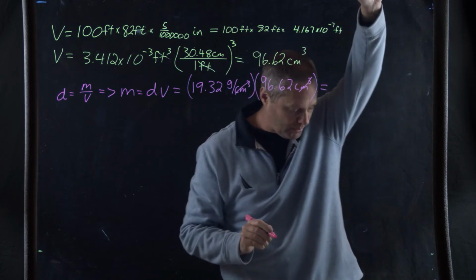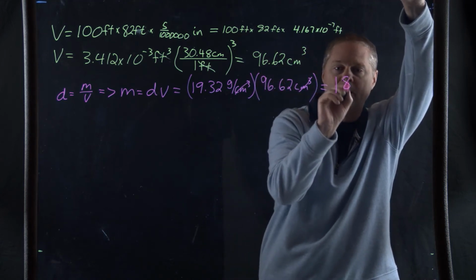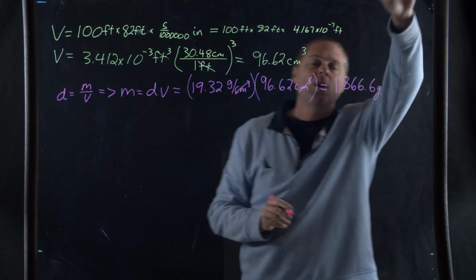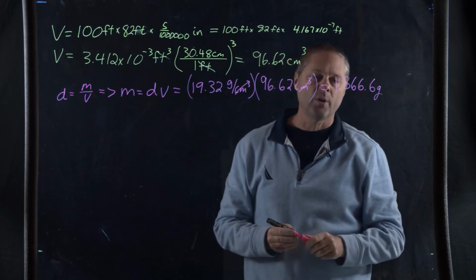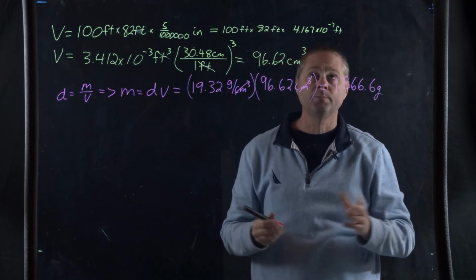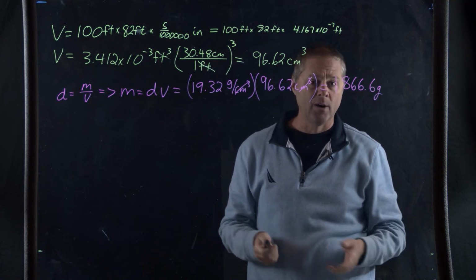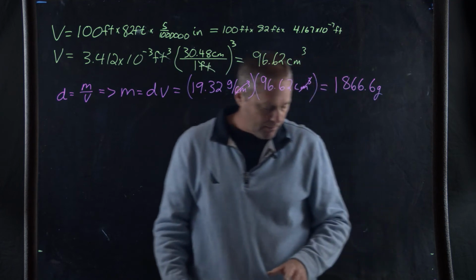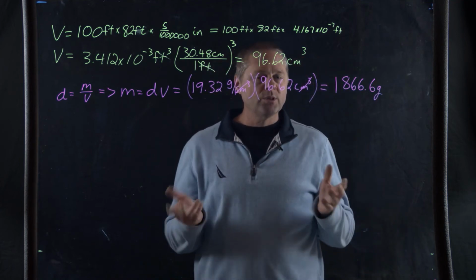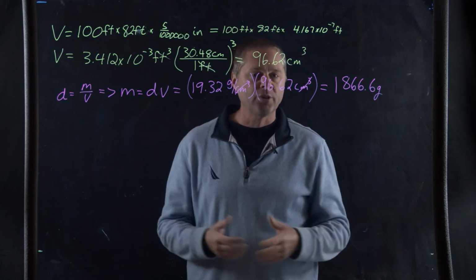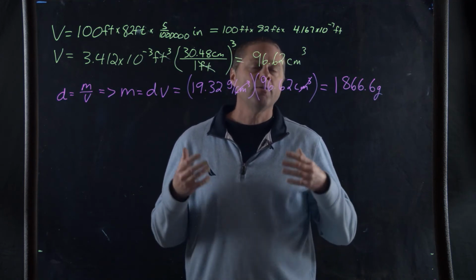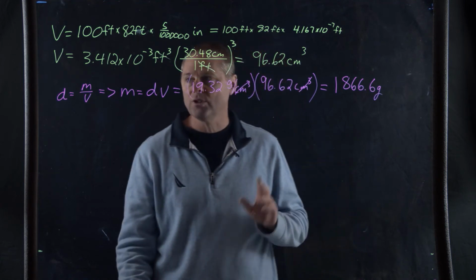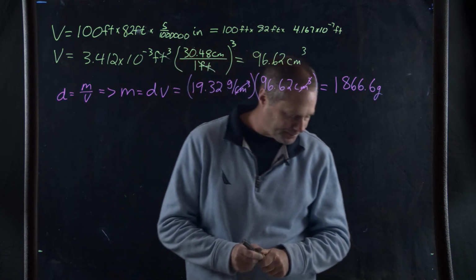Now when we multiply this, we get 1,866.6 grams. So this would be 1.8 kilograms. Take 1.8 kilograms times 2. You're looking at about 4 pounds of gold is about what that's going to be. All right. Now, we want to convert this into what's called troy ounces. Troy ounces is a unit of measure of mass for precious metals, whether it's silver, gold, platinum, palladium, whatever precious metal you want to choose. That's typically the unit it's going to be in.